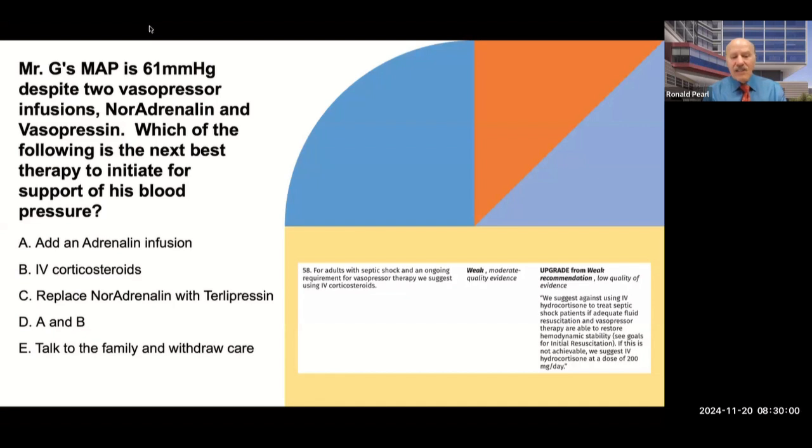And finally, talking to the family and withdrawing care, it's appropriate to have conversations because patients here on 2 vasopressors do have significant mortality, but many of these patients will recover. And I would say that more of these patients will survive than will die at this point in time, particularly if you're only starting treatment.